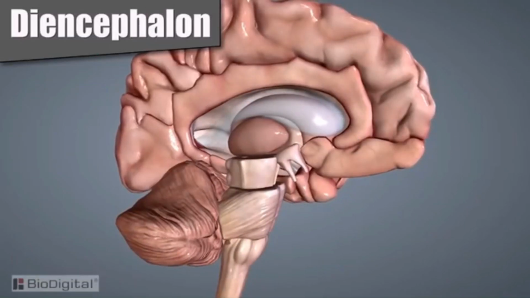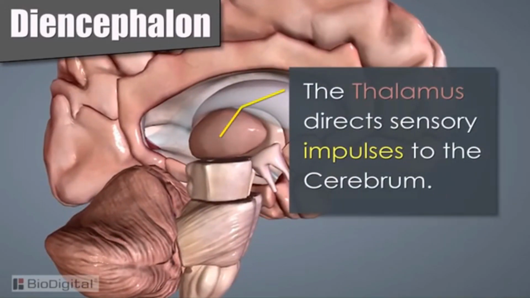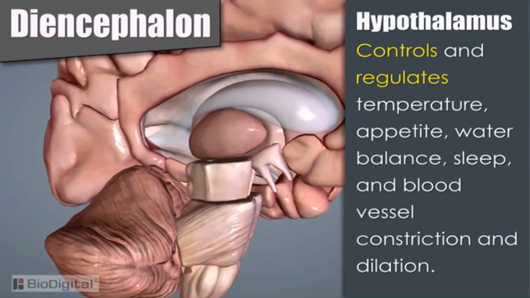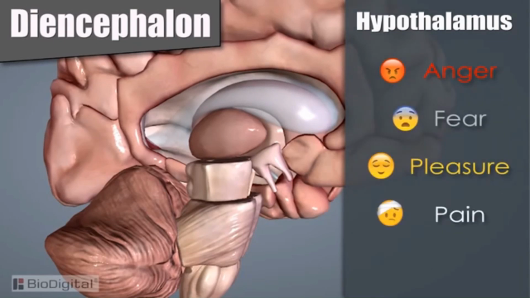The diencephalon section is found between the cerebrum and the midbrain. It contains 2 structures: the thalamus and the hypothalamus. The thalamus behaves much like a relay station and directs sensory impulses to the cerebrum. And the hypothalamus controls and regulates autonomic nervous system functions such as temperature, appetite, water balance, sleep, and blood vessel constriction and dilation. The hypothalamus also plays a role in emotions such as anger, fear, pleasure, pain, and affection.